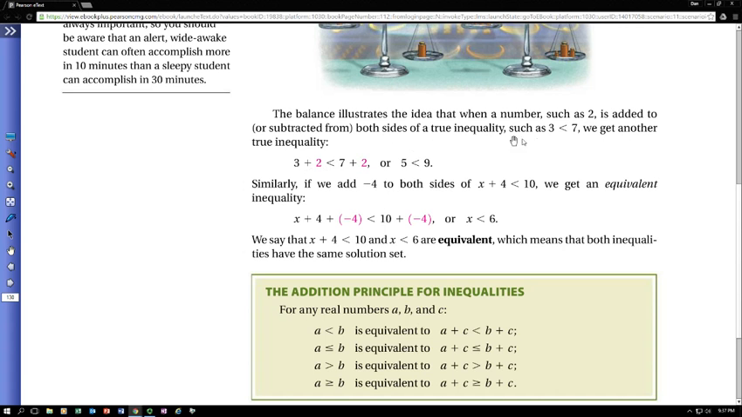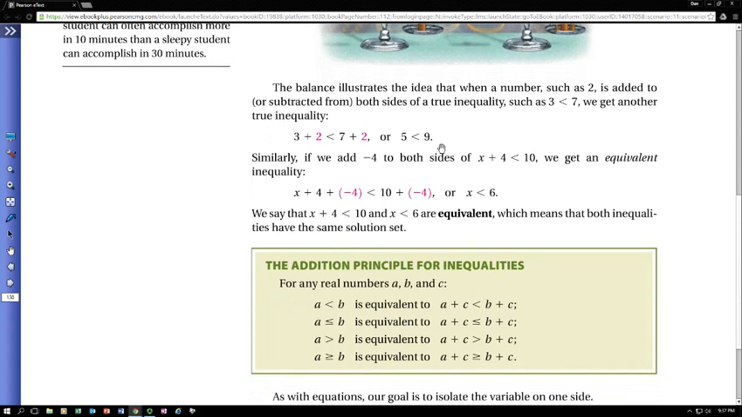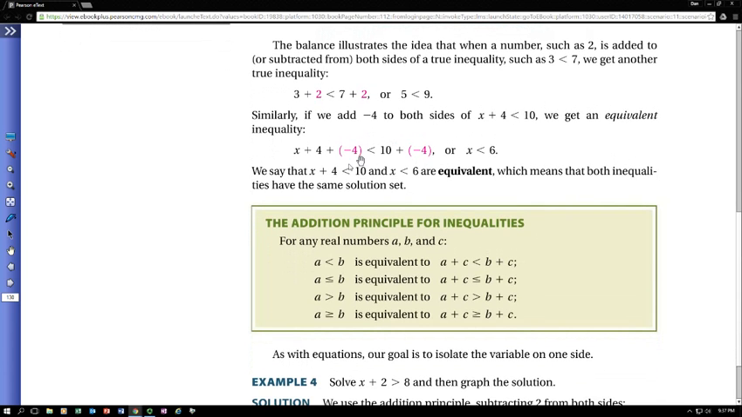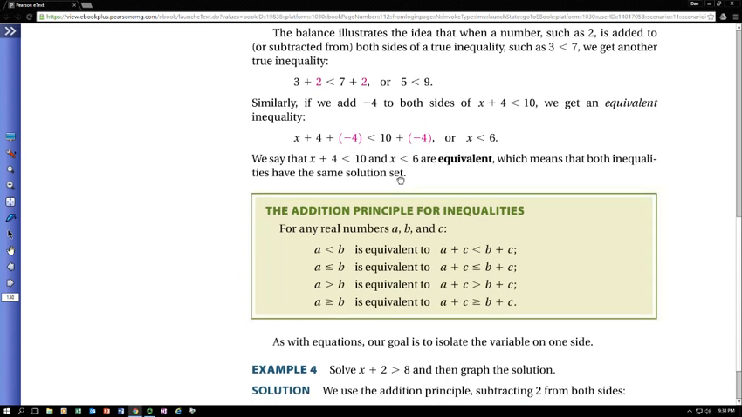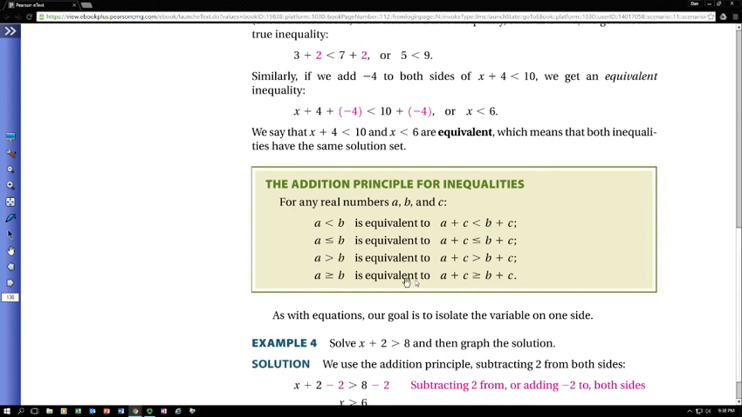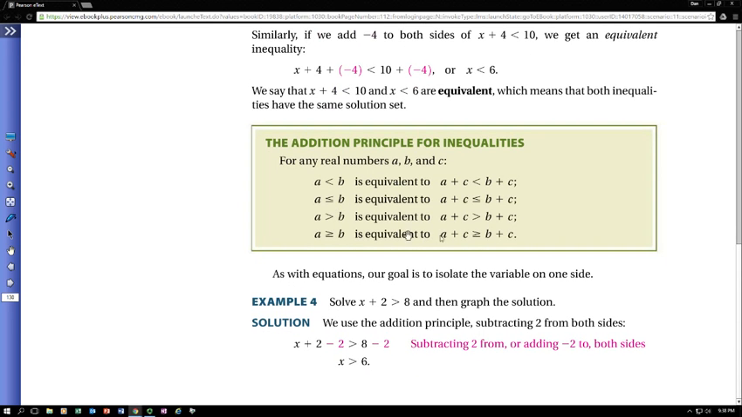And they illustrate this with numbers. 3 is less than 7, that's true. If I add 2 to both sides, I get 5 is less than 9. Hey, that's still true. And the same thing happens when we have variables in there. What we're doing is getting an equivalent inequality, or an inequality that has the same solution set as the original inequality. Here are all the different inequalities we could have, and they're showing that this addition of c, or the same number on both sides, is okay to do.